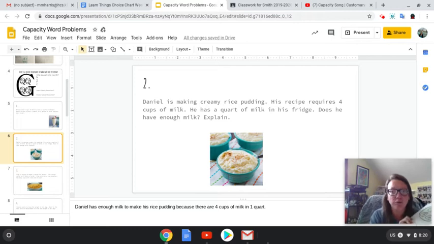Remember, sometimes putting it into words is one of the hardest things. All right, so 4 cups of milk, and he has a quart of milk in his fridge. Does he have enough? Okay, so you look at this and tell me, if his rice pudding needs 4 cups of milk and he has a quart, well, I should be looking to see how many cups equals a quart. If you said 4 cups, you are definitely right. 4 cups equals a quart, so he definitely has enough milk in his fridge.